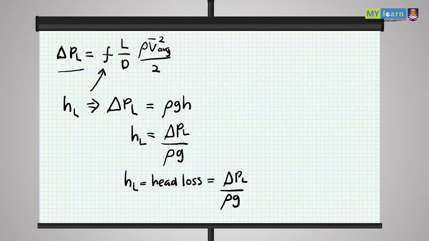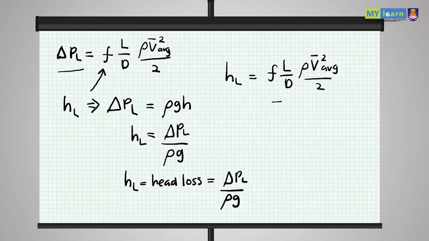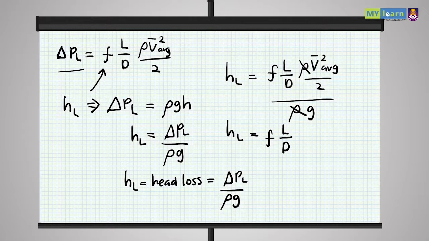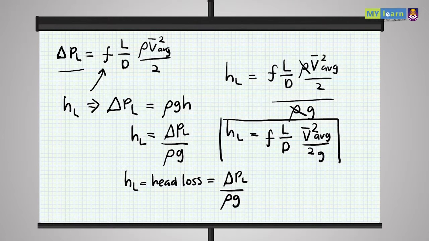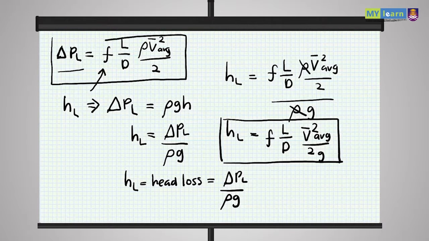So HL is equal to FL over D rho V square average over 2 divided by rho G. So this will be cancelled out. So HL is equal to FL over D V square average over 2G. So we have two different equations in our study, and these two different equations can be used inside our piping system.